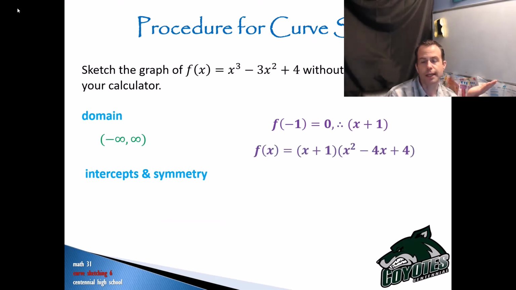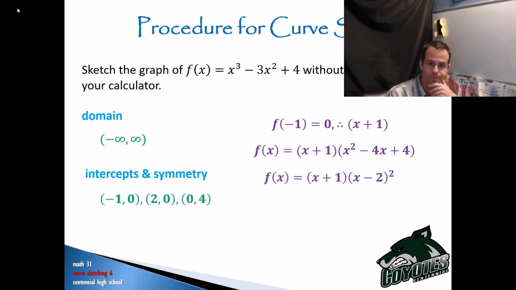I go ahead and divide. I'm not showing you the division here. You can do the division on your own, but that's going to get me x squared minus 4x plus 4. That now will factor into x minus 2 squared. So now I know I have intercepts. I have x-intercepts at (-1, 0) and at (2, 0), and I have a y-intercept at (0, 4).